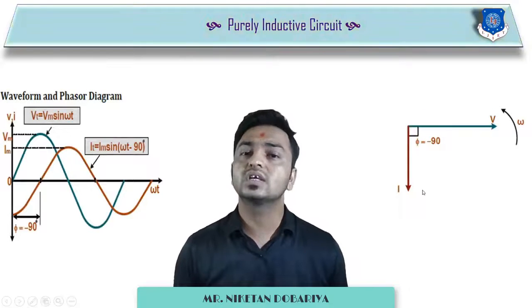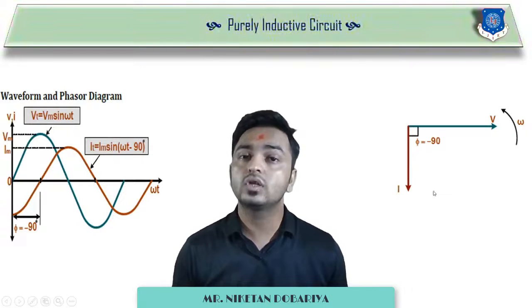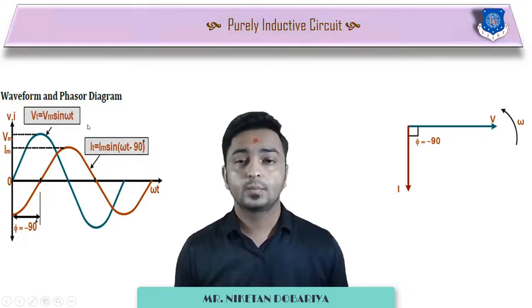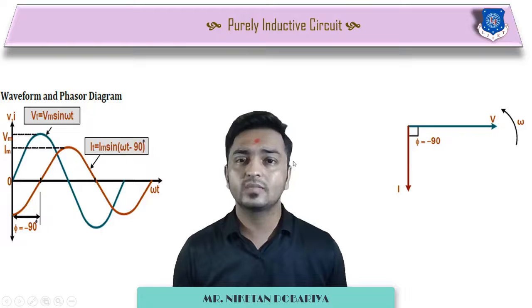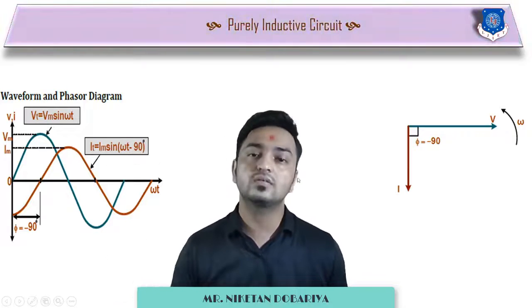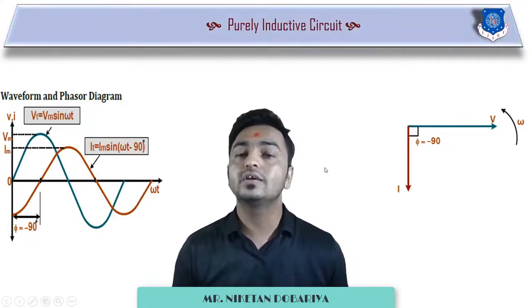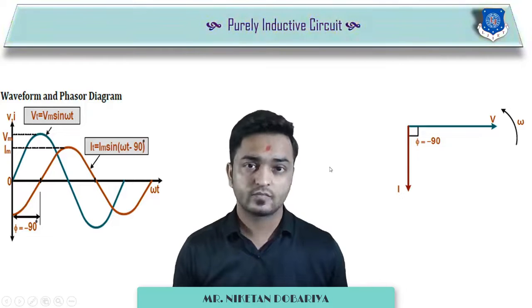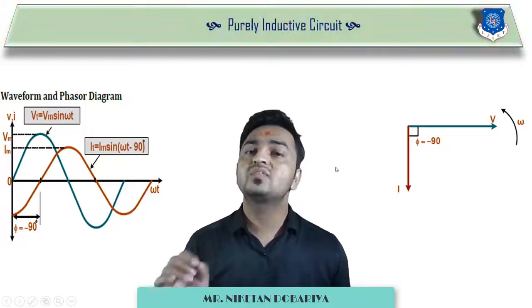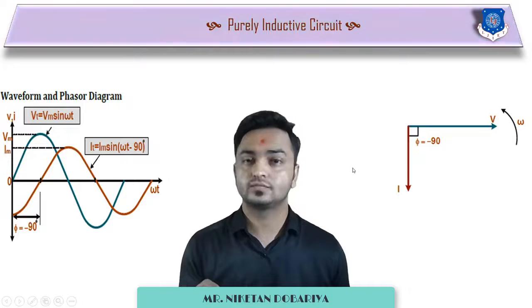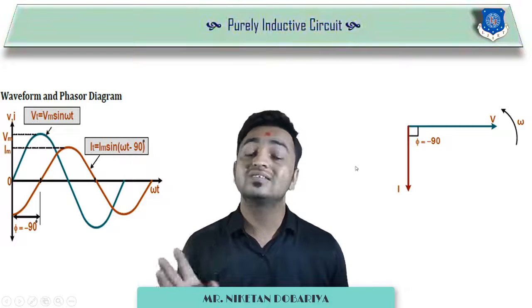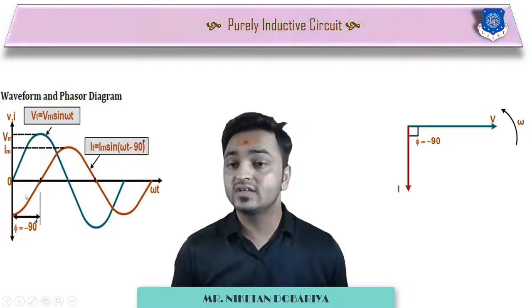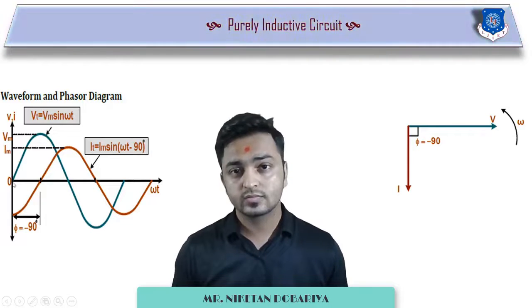Now based on this given term, if we plot the waveform for this purely inductive circuit, the supply voltage is the same as it was in the previous circuit, that is vt is equal to Vm sine omega t. In Vm sine omega t, the phase angle of voltage is 0. That's why this voltage is starting from 0.